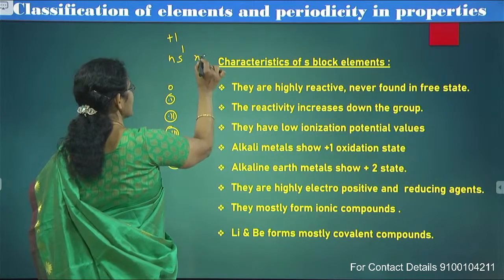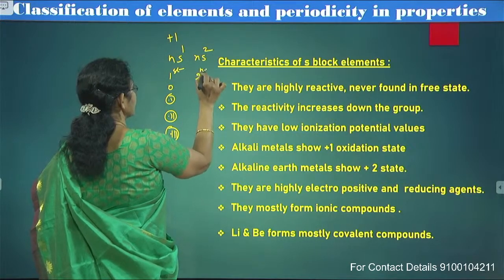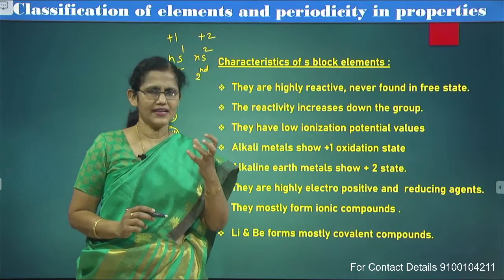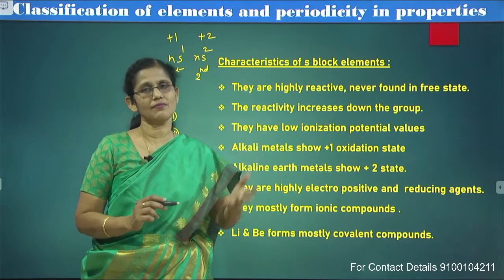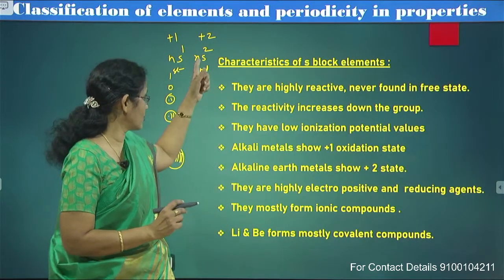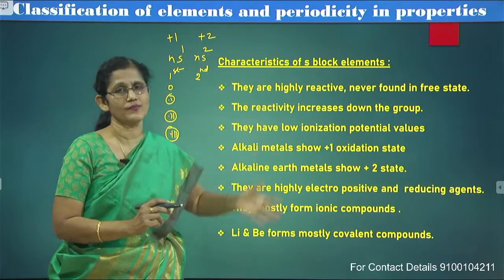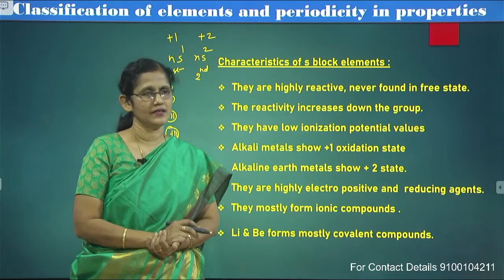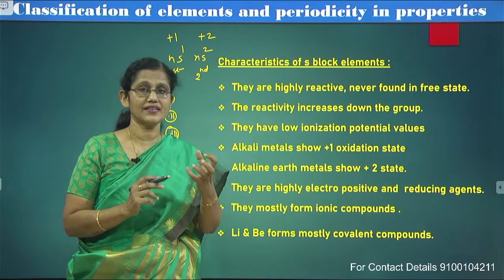Second group elements, ns2, first group, second group, they can lose 2 electrons. See, every element tries to gain, share or lose electrons to attain a stable octet configuration, right. So, instead of gaining 6 electrons, it can lose 2. Instead of gaining 7 electrons, it can lose 1. So, their common oxidation states are +1, +2, right. So, they are highly reactive and they are never found in free state.